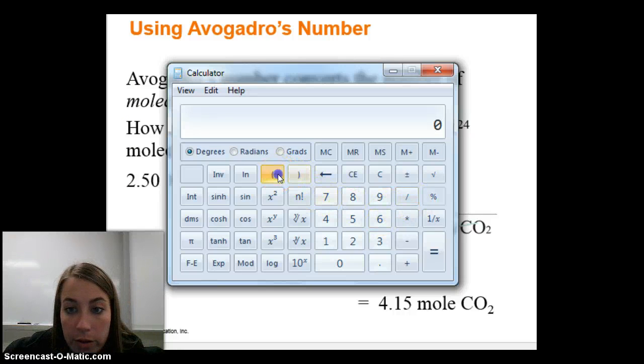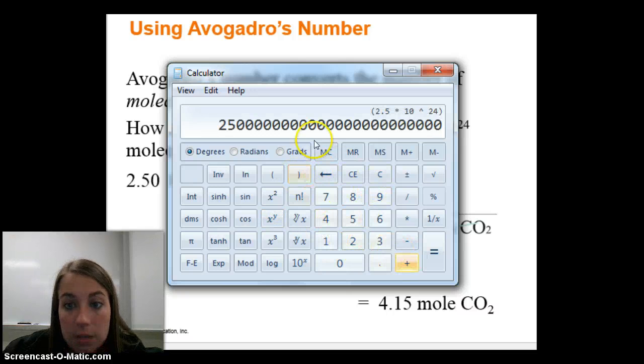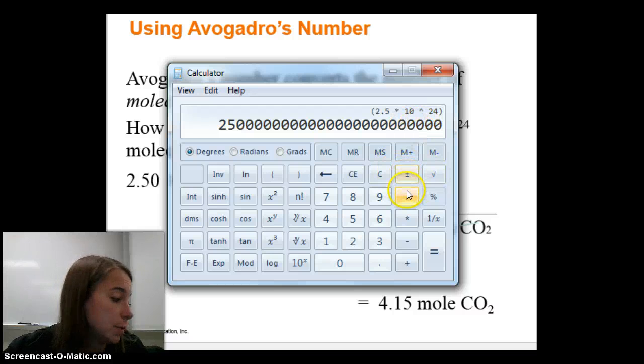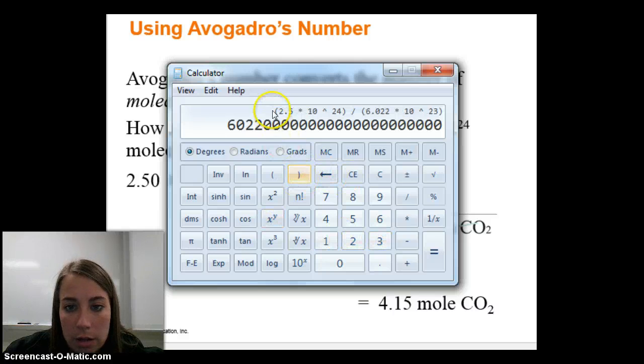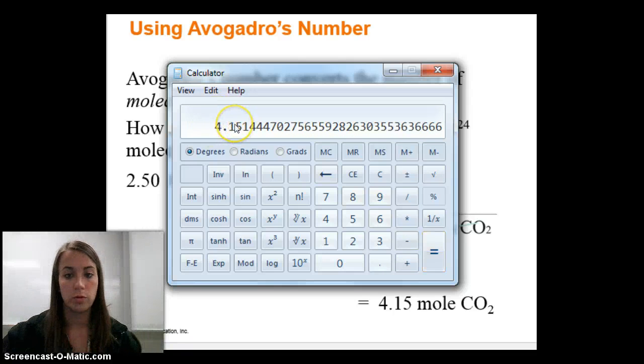2.5 times 10 to the 24th, use parentheses, 2.5 times 10 to the 24th. Okay, put that in parentheses. That divided by Avogadro's number, and use parentheses again, 6.022 times 10 to the 23rd. Okay, see how all of that is in parentheses? This is 6.022 times 10 to the 23rd equals 4.15.